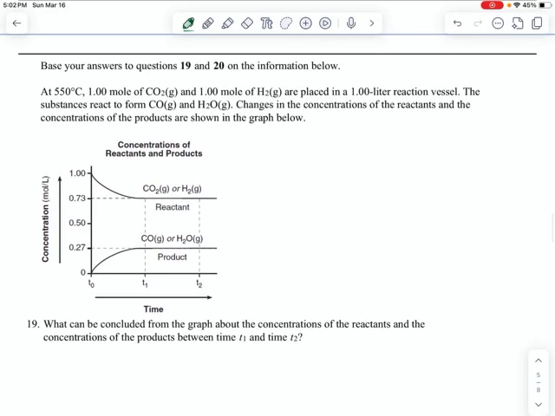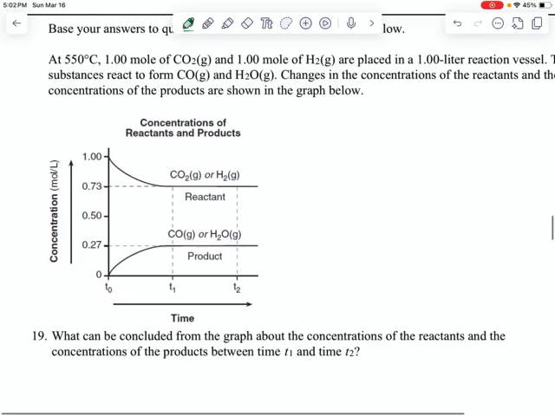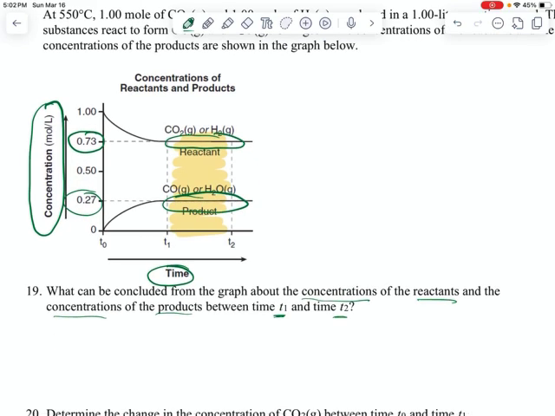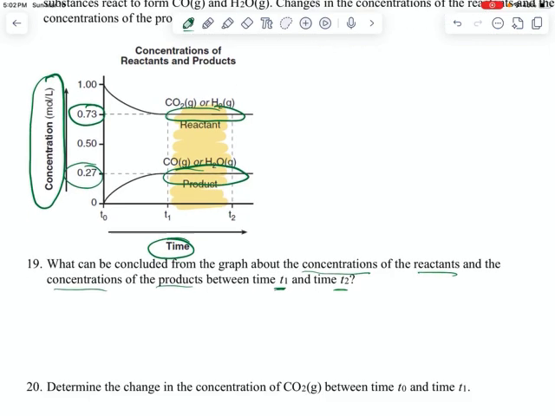For this one, we have a graph. Concentration is on the y-axis, time is on the x. What can be concluded from the graph about the concentrations of the reactants and the concentrations of the products between time t1 and t2? Right, so we are dealing with this section of the graph. What do we notice about concentrations? It stays constant at 0.73. It stays constant at 0.27. Right, this flat line means it's staying at that same level. So we could say the concentrations are constant.